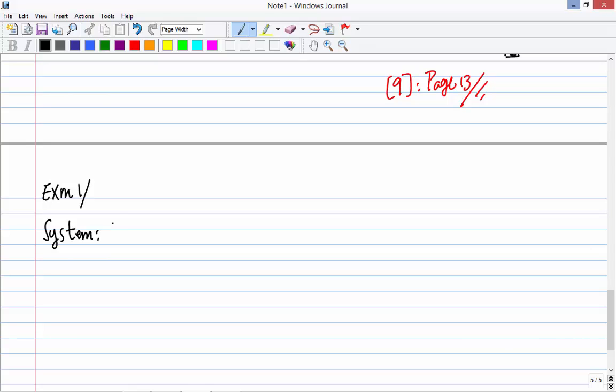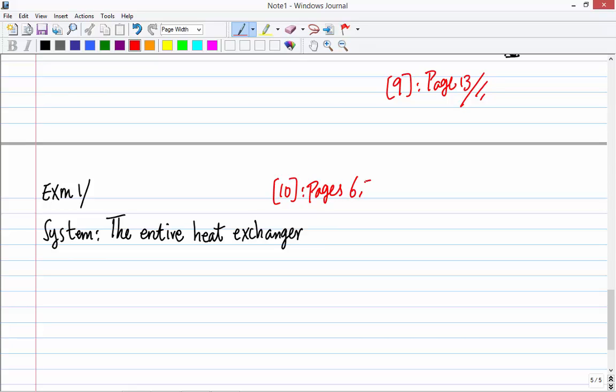So the system is going to be the entire heat exchanger. And if you don't know what a heat exchanger is, you need to take a look at these pages on lecture note number 10, 6, 7, and 8. These pages to get familiar with heat exchanger. How does that work?